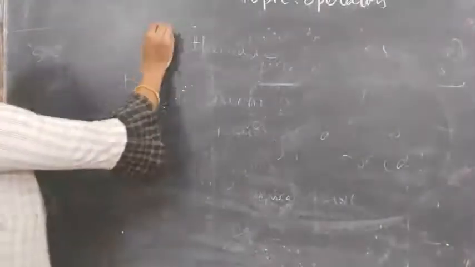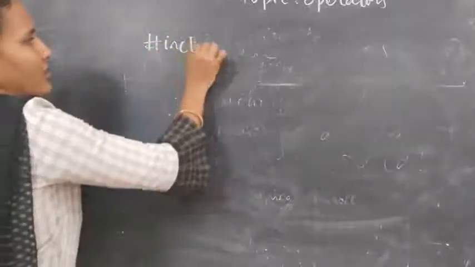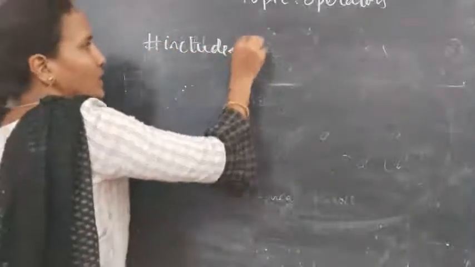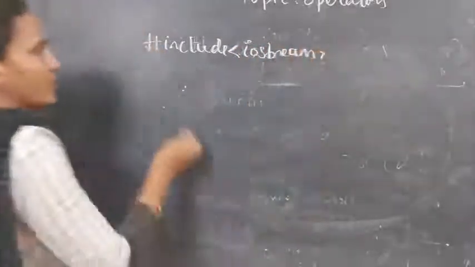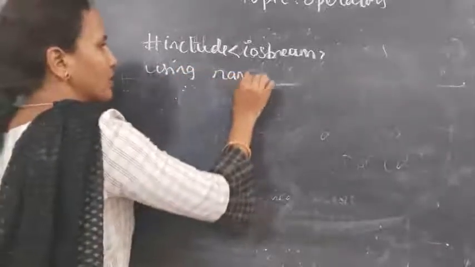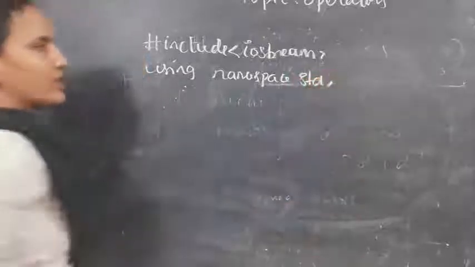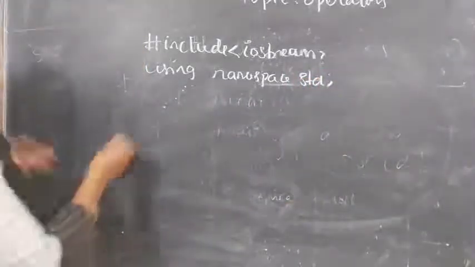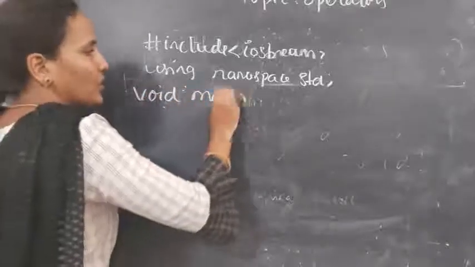Now here we'll start from a preprocessor. As include, here we'll include the streams, iostream. Next, using namespace std. So we are using functions from std. Next, void main. It is a main function.